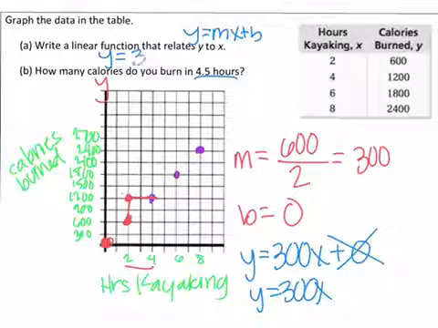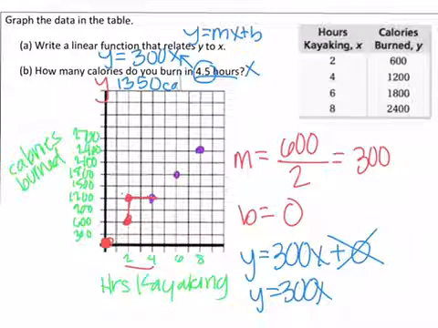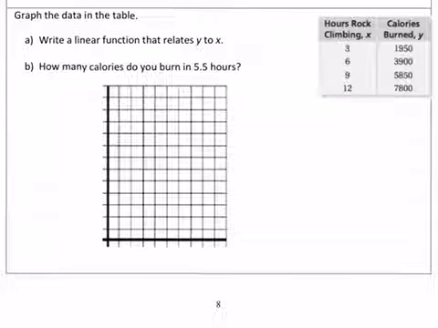Now, we did A, so I'm going to rewrite it up here. The linear function is y equals 300x. Now it says, how many calories do you burn in 4.5 hours? Now, 4.5 hours is actually talking about our x value. So you're going to plug in 4.5 for x. When you do that, you're just going to do 300 times 4.5. So how many calories do you burn? The answer that I received is 1,350 calories. And that's your answer.